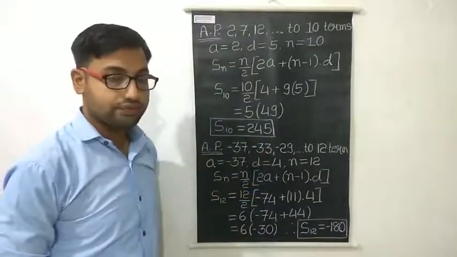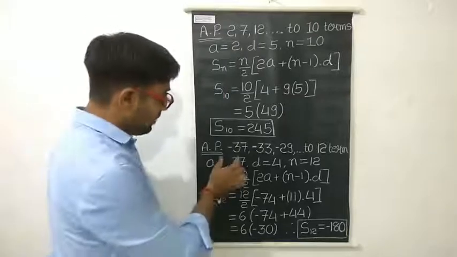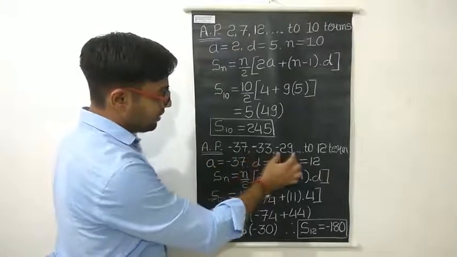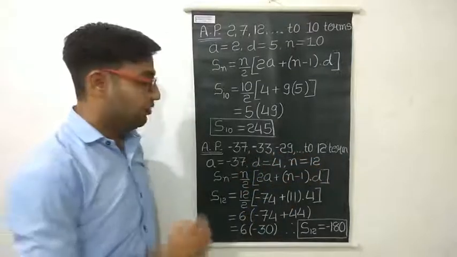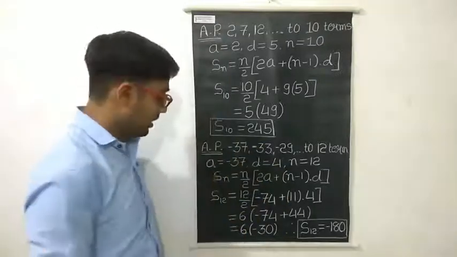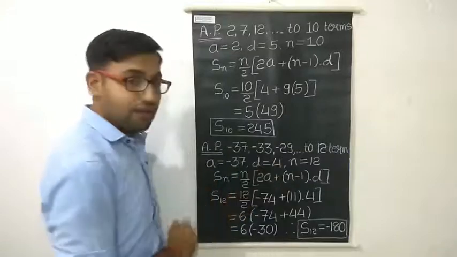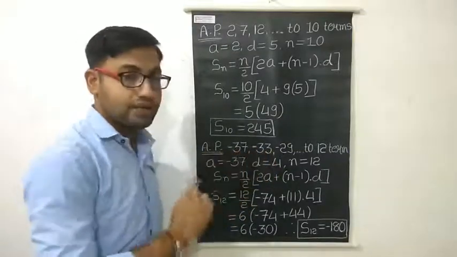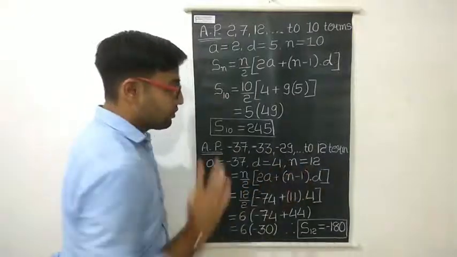Okay. Let us take one more example. One more AP, that is the first term is minus 37, minus 33, minus 29, up to 12 terms. 12 terms means we have to add the 12 terms of this AP. So the value of the first term is minus 37. Common difference is minus 33 minus of minus 37, that is equal to plus 4. And n is equal to 12.